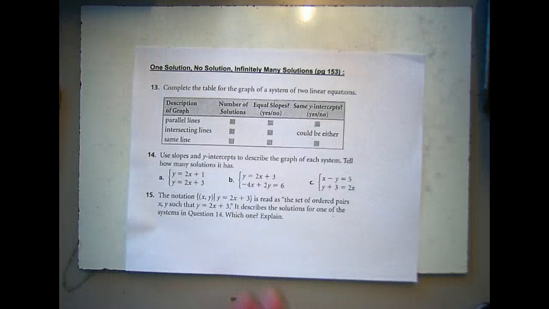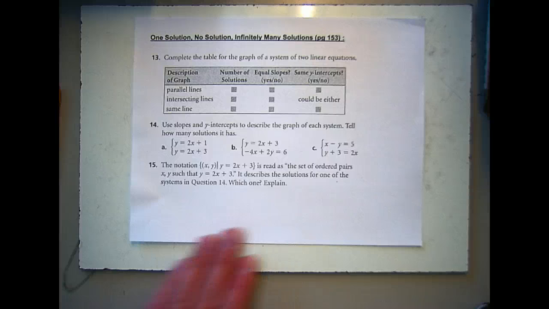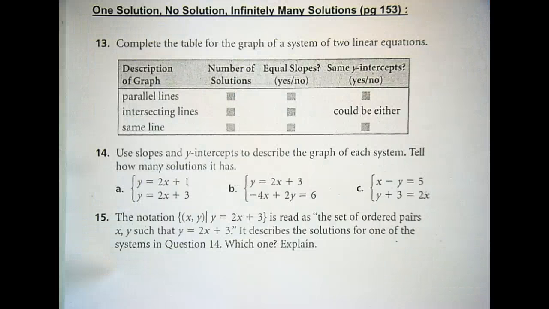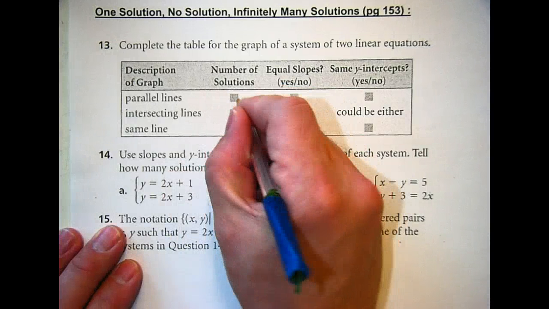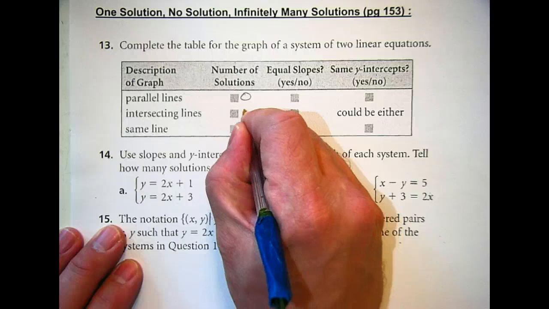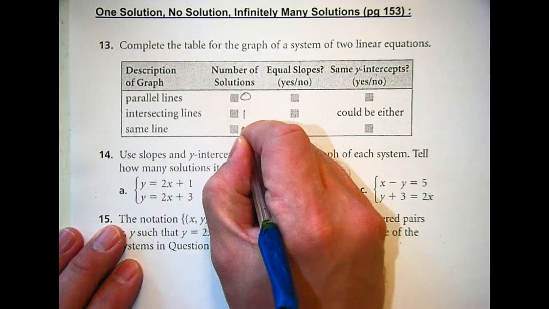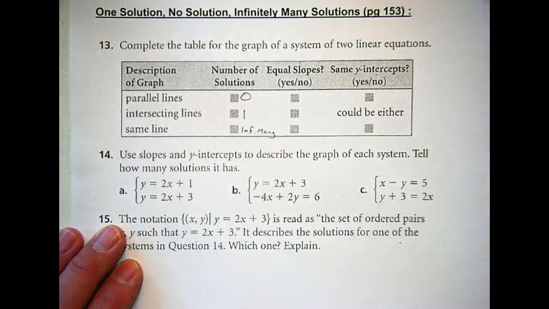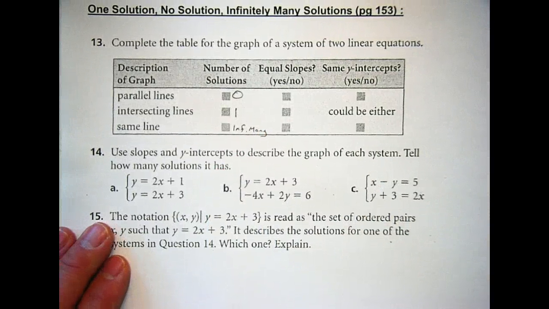All right. But answer these questions really quick with your neighbors. Just answer number 13 with your neighbor. Group, parallel lines, number of solutions. None. 0. Intersecting lines. 1. Same line. Infinitely many. No, I'm not using the infinity sign. Put a whole word. That means infinity.